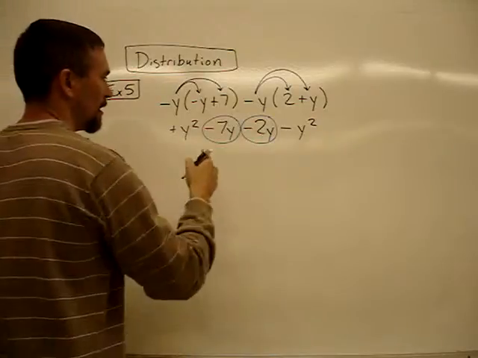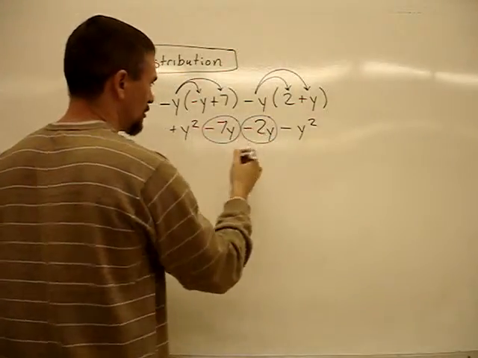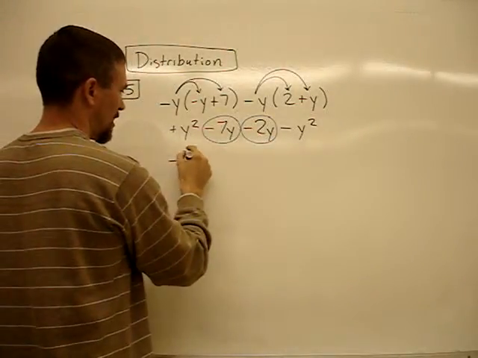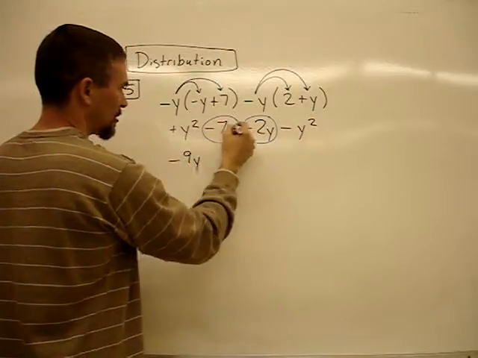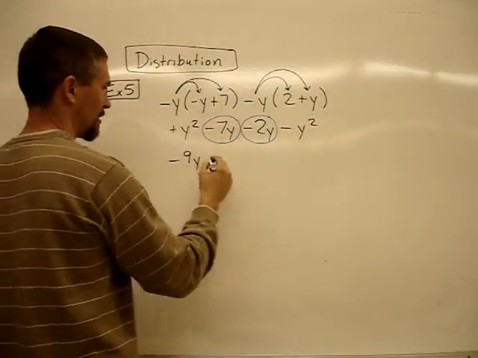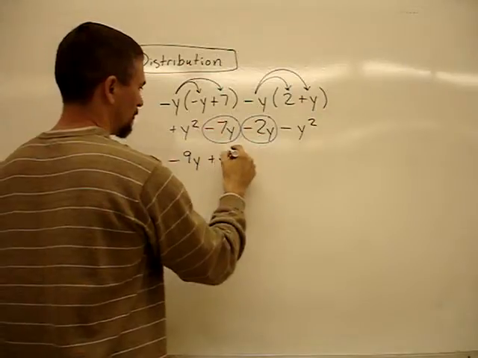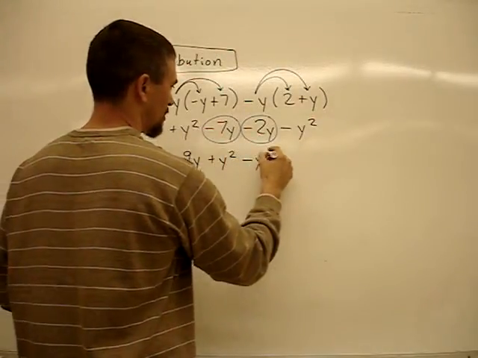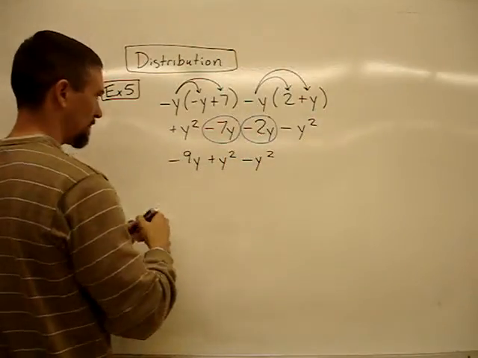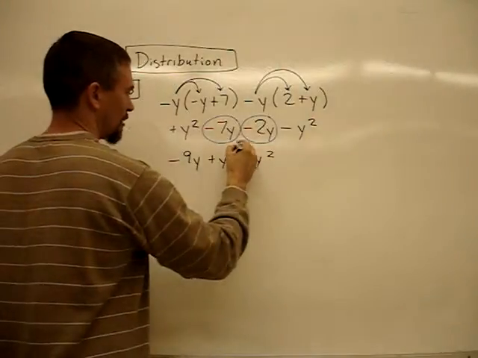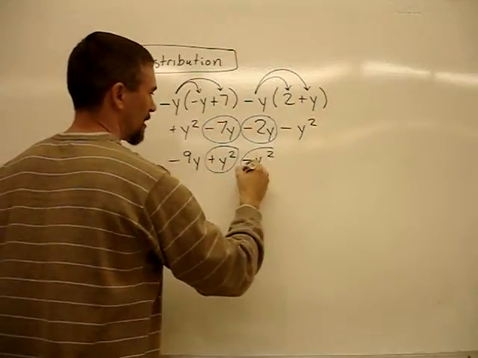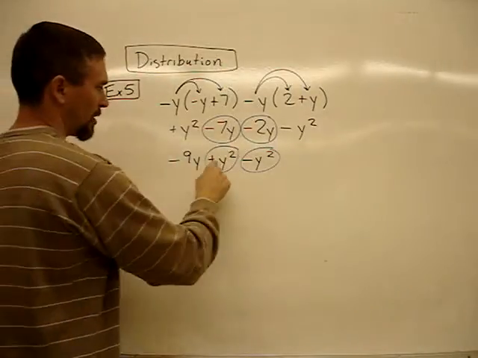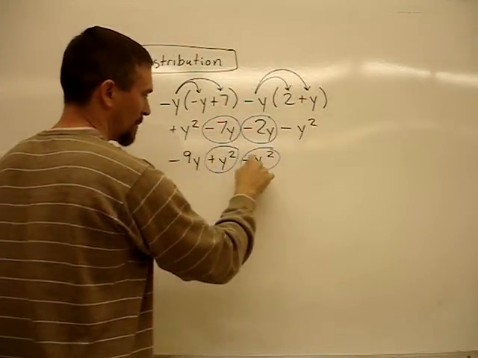And so negative 7y and a minus 2y, so we have a negative 9y. That's what those two become, and I'm going to write it over here to the left. And then we have plus y squared and a minus y squared. Here are some more like terms. The y squareds are like terms. So we have a plus 1, there's an understood 1, and a minus 1.